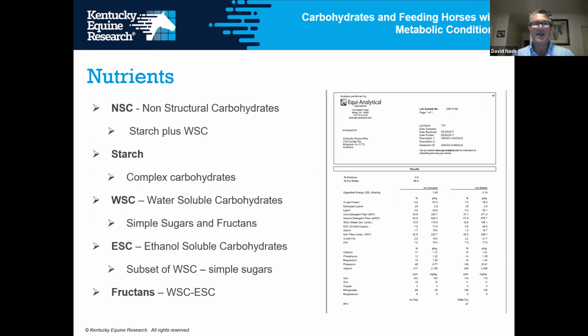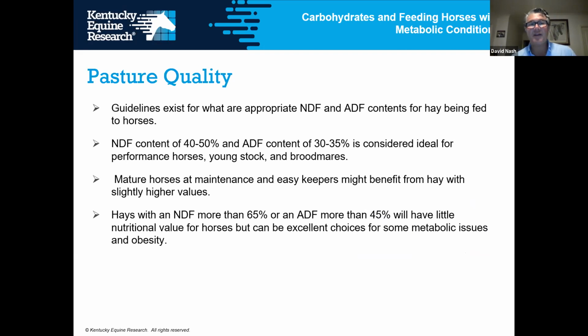For basic quality, NDF content around 40 to 50% and ADF of 30 to 35% is considered ideal for performance horses, young stock and broodmares. So it's a high quality pasture or hay. Mature horses at maintenance and easy keepers might benefit from hay with slightly higher levels. Hays with higher NDFs and ADFs of 65 and 45 will have little nutritional value, but these can be excellent choices for horses with metabolic issues and obesity.